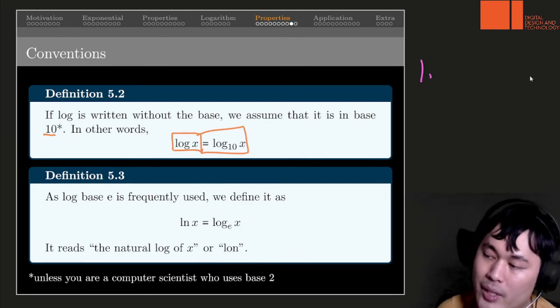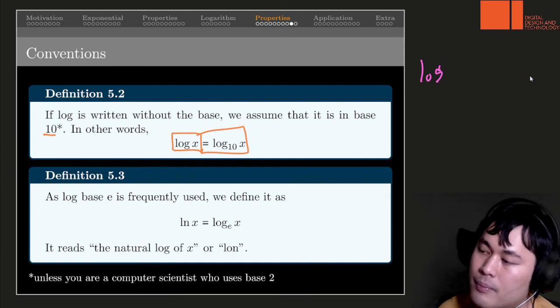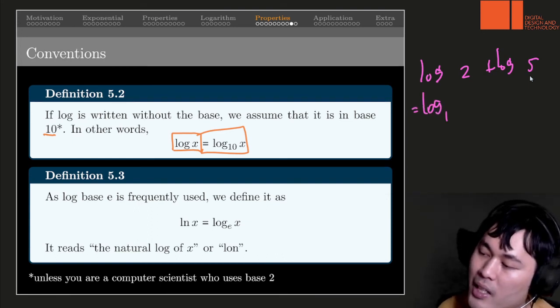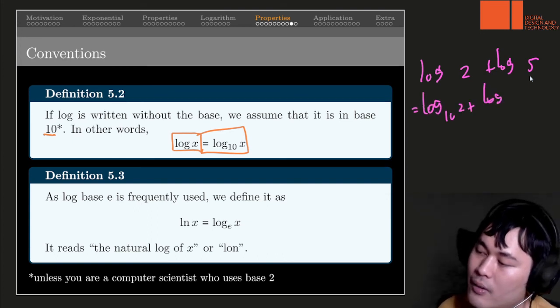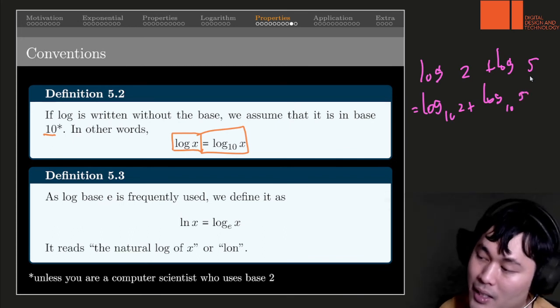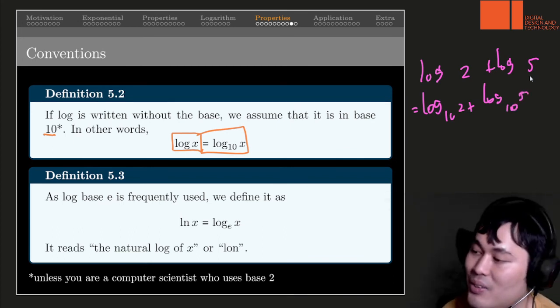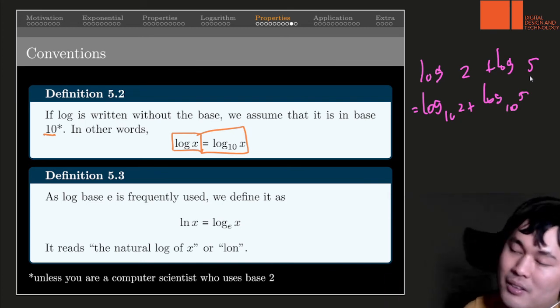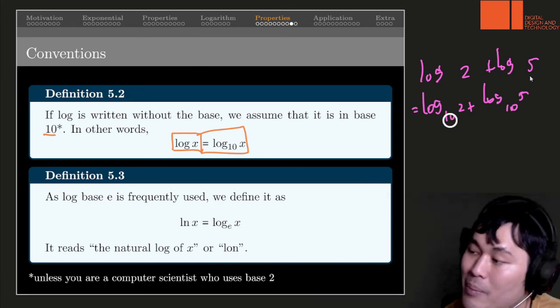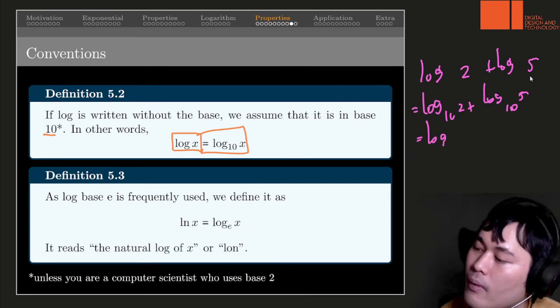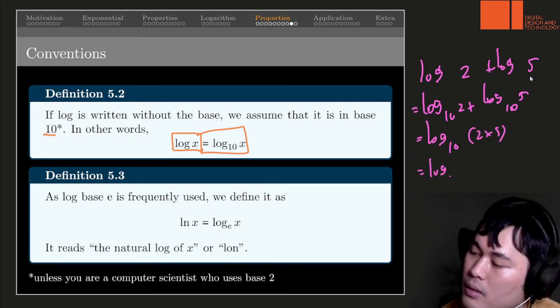And so whenever you see something like log of 2 plus log of 5, you can assume that the author doesn't mention the base, but they use the convention, the agreement that no base means base 10. Then you can do some maths. Log base 10 of 10, which is 1.